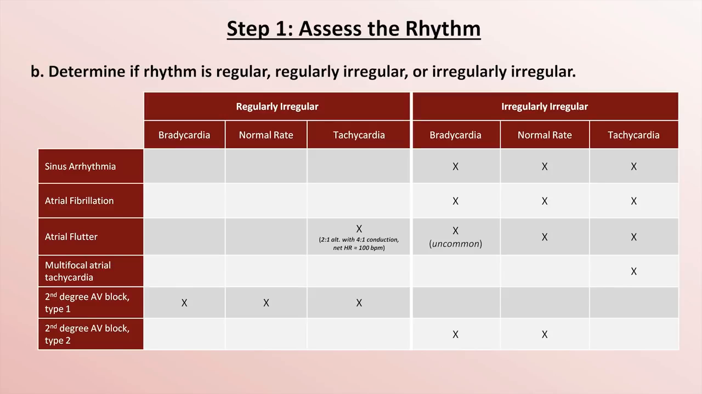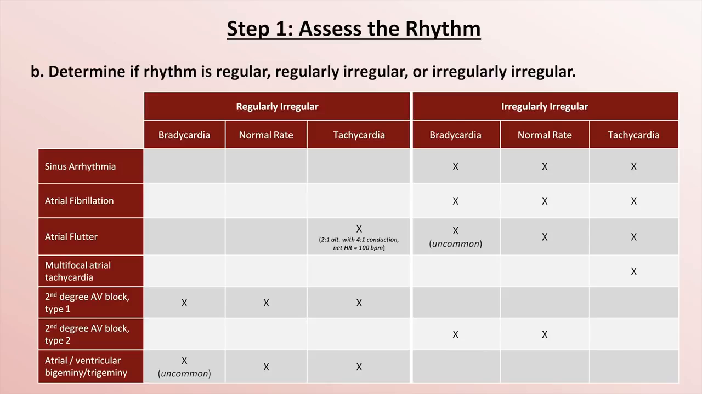Finally, the collection of very similar rhythms of atrial bigeminy and trigeminy and ventricular bigeminy and trigeminy cause regularly irregular rhythms.